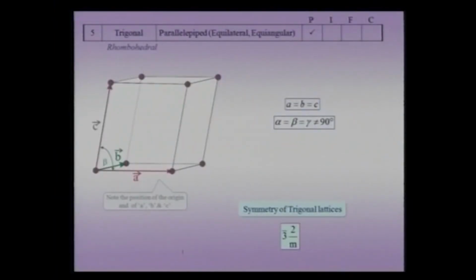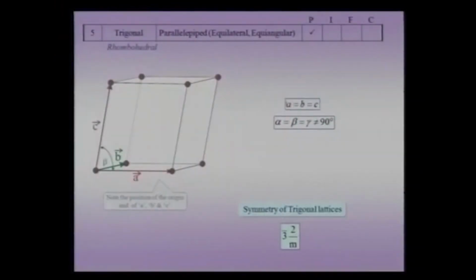After noting that there is only one type of hexagonal lattice, let us move to the next type of lattice, which is the trigonal lattice. The typical unit cell used for the trigonal lattice is the parallelepiped, which is equilateral and equiangular. We just have one type of trigonal lattice, which is the primitive type. Another common name used for trigonal lattices is rhombohedral as well. So, whenever I am referring to a rhombohedral lattice, it is the same as the trigonal lattice.